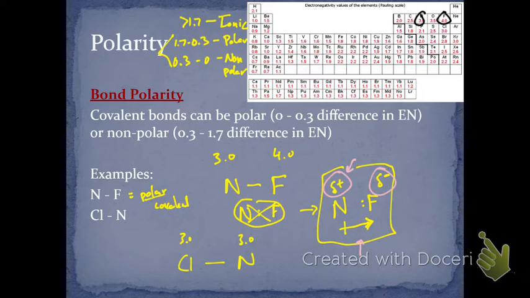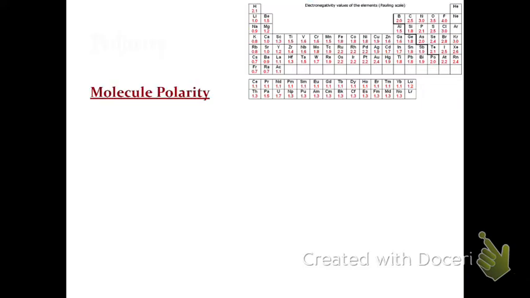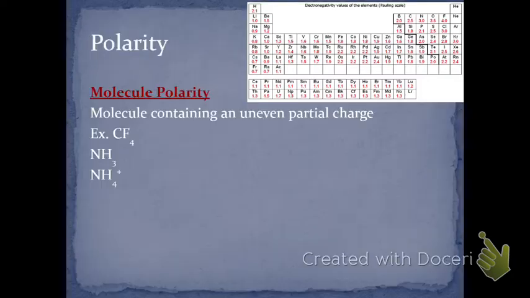But what we really want to focus on is what we call molecular polarity. In this case, we look at the whole molecule and then decide if it has polarity or not. Remember, polarity just means that one side is slightly more positive, one side is slightly more negative. So here we have CF4. Just to show you, 4 plus 7 times 4, 28 is going to give you 32. So this is just going to be straight like this.